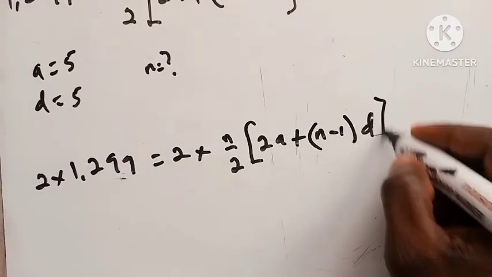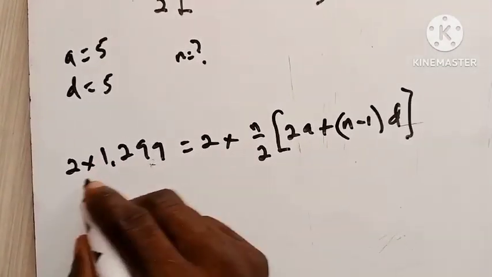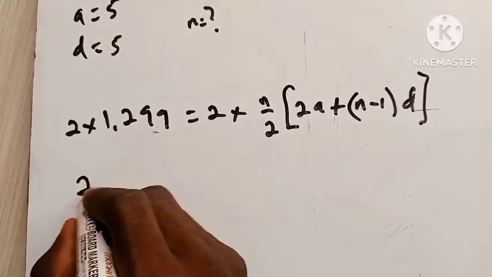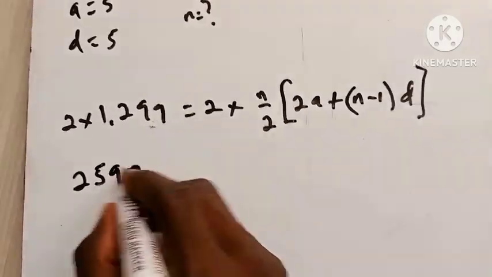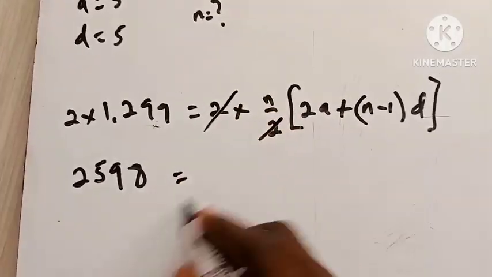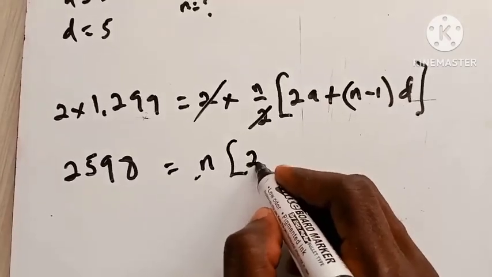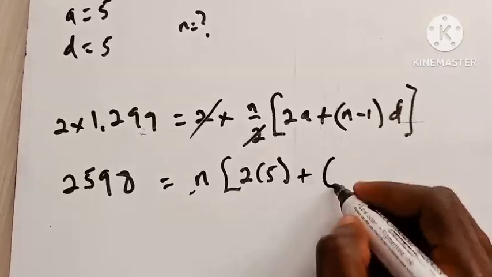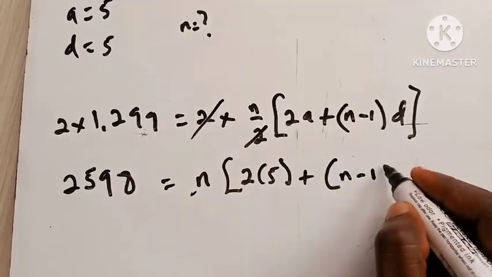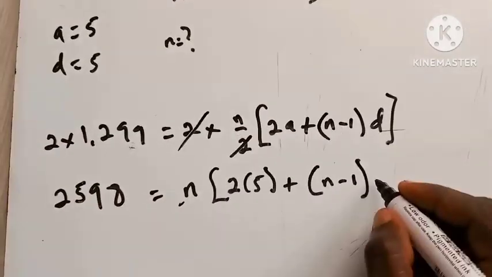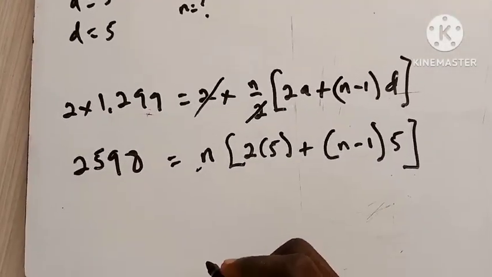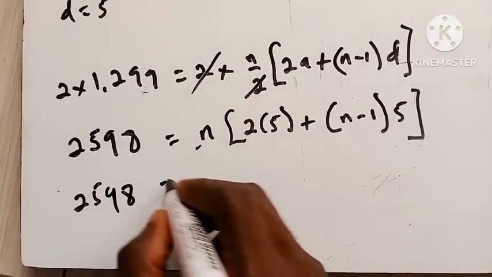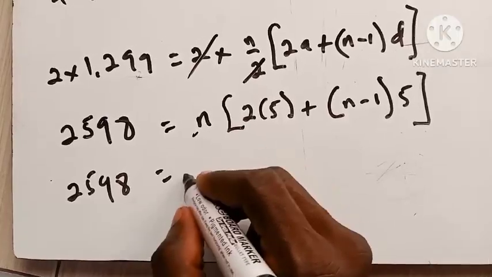So let's move on down to the next step here. So this multiplied by that. After I multiply this, I get 2,598, right? So everything is equal to, so these two will cancel this two, so you have n, and then in brackets 2a. A here is 5, so we are replacing the a by 5, plus n here, which we don't know, minus 1, and then multiply by d, which is also 5, right? Okay, now let's deal with this bracket. So you have 2,598. Everything is just going to be equal to, maintaining this n here.